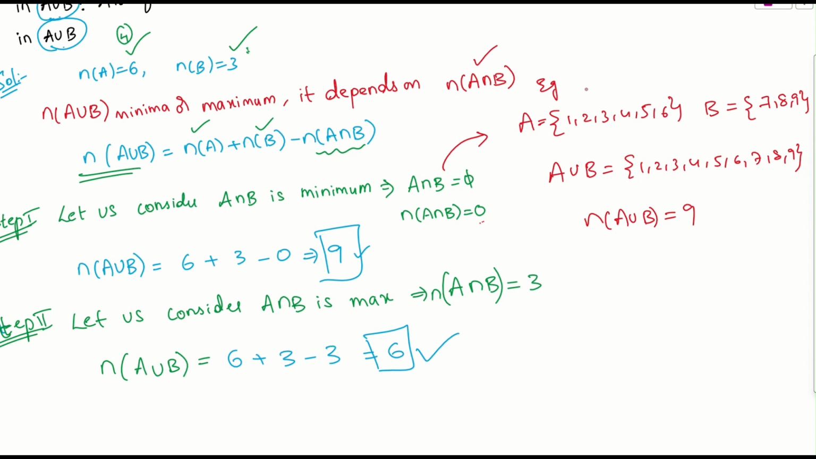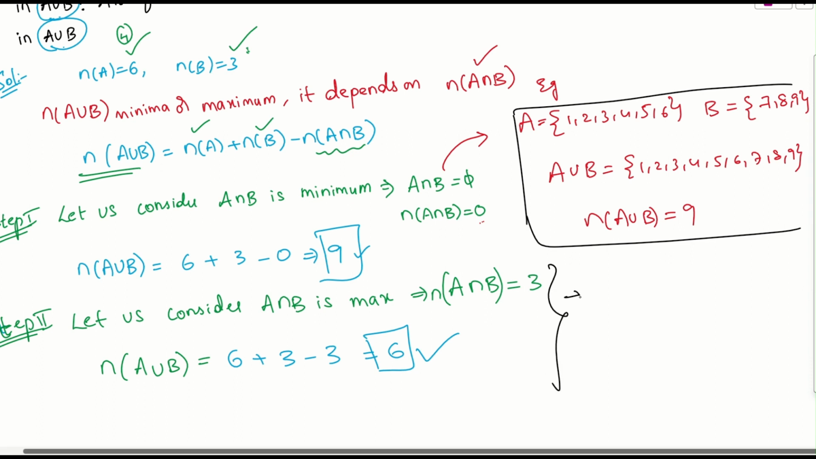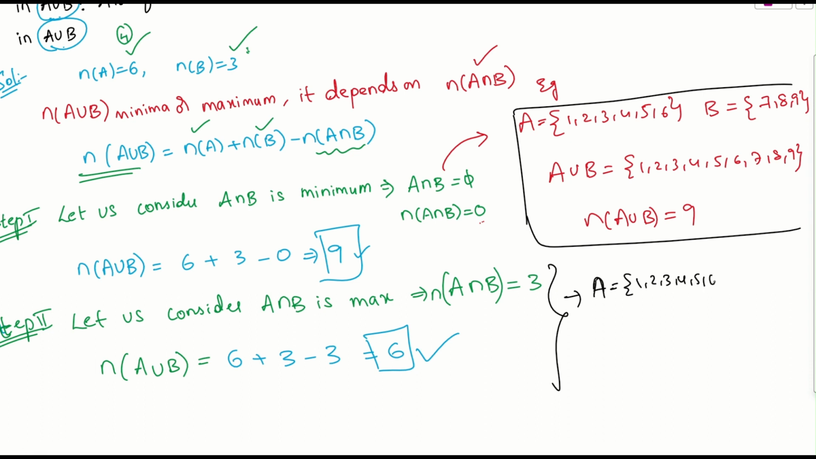This is the example, given for your understanding. Now let us consider an example for the other case. Let us take the A set as 1, 2, 3, 4, 5, 6, because they said 6 elements. In common, 3 elements are there, so let us take the B set as 1, 2, 3. The union will have 1, 2, 3, 4, 5, 6. These are the minimum and the maximum values. Thank you.